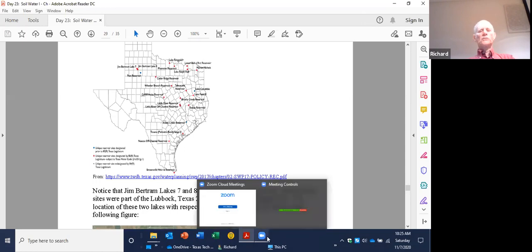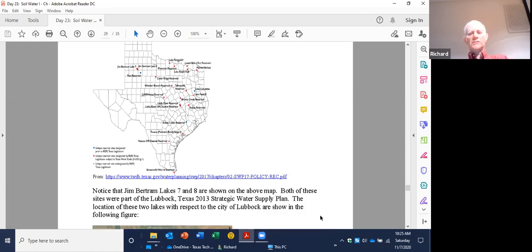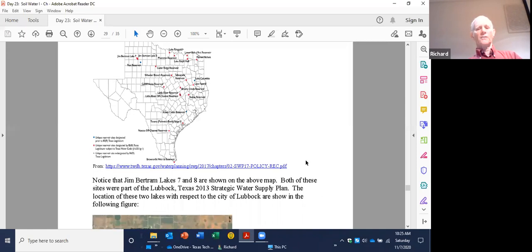And those are Jim Burton Lakes 7 and 8, shown on the above map. Both of these future lakes, again, remember there's only one natural lake in Texas. The lakes are formed behind dams. Both of these sites for future lakes, dams, were part of the 2013 Strategic Water Plan for the city of Lubbock. Note the location of these two lakes with respect to the city of Lubbock are shown in this figure.